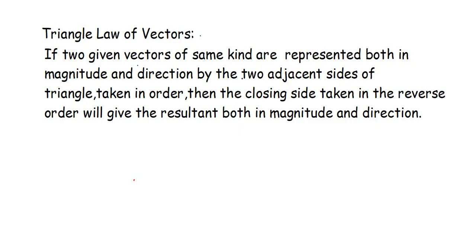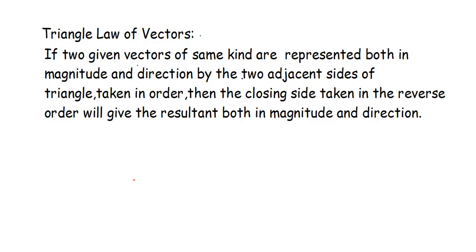Two vectors are given. They are of the same kind. That means these two vectors are velocity vectors, or force vectors, or acceleration vectors. Whatever they may be, the two vectors belong to the same kind. They are represented both in magnitude and direction by the two adjacent sides of a triangle.